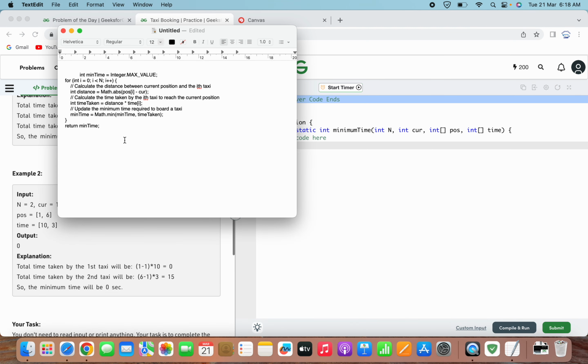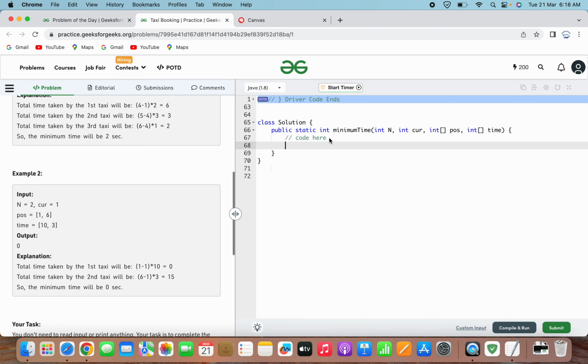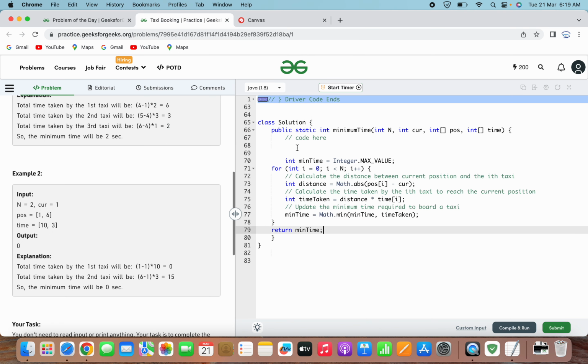So I have already prepared the code. Instead of typing it, just to save time, I'll just paste it here. Actually, this is a very simple solution. We just have to calculate the absolute distance from the current position of the passenger to the current position of each taxi and see which one is the minimum after multiplying it with the time. So here I'll just explain step by step what we have done.